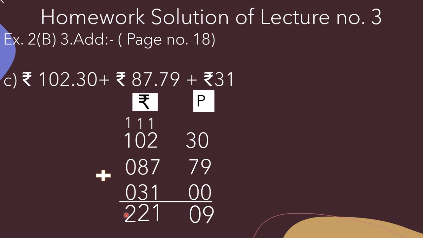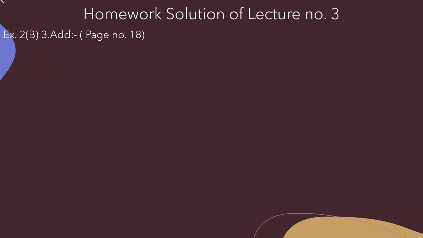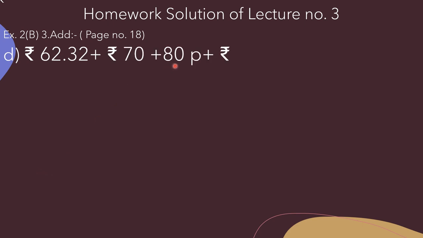So here we will write 2. So what is the answer? That is 221 rupees 9 paise, or we can write it like this, rupees 221.09. Now in D part, it is given rupees 62.32 plus rupees 70 plus 80 paise plus rupees 50.10.